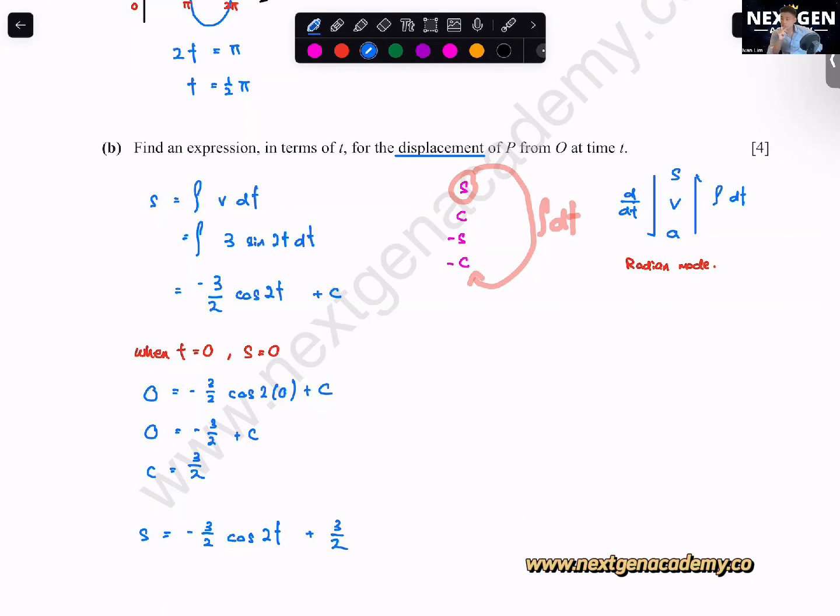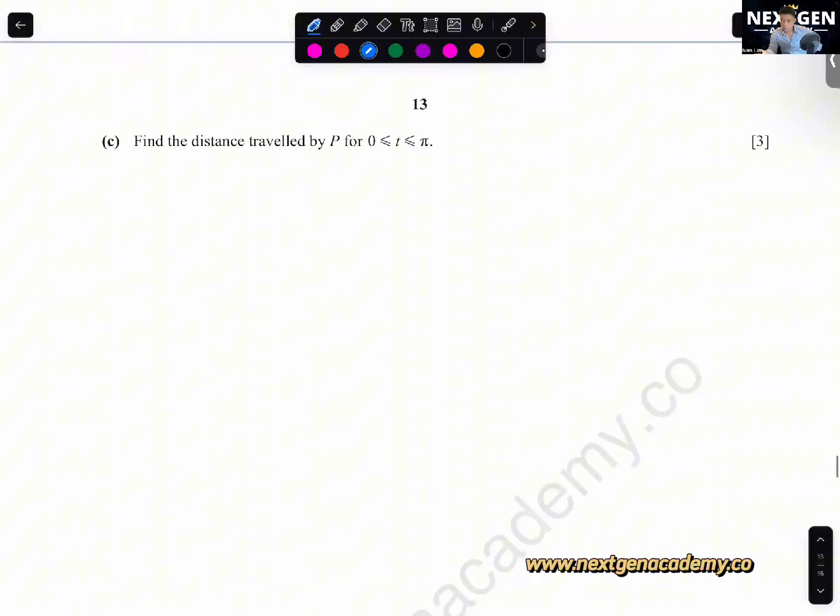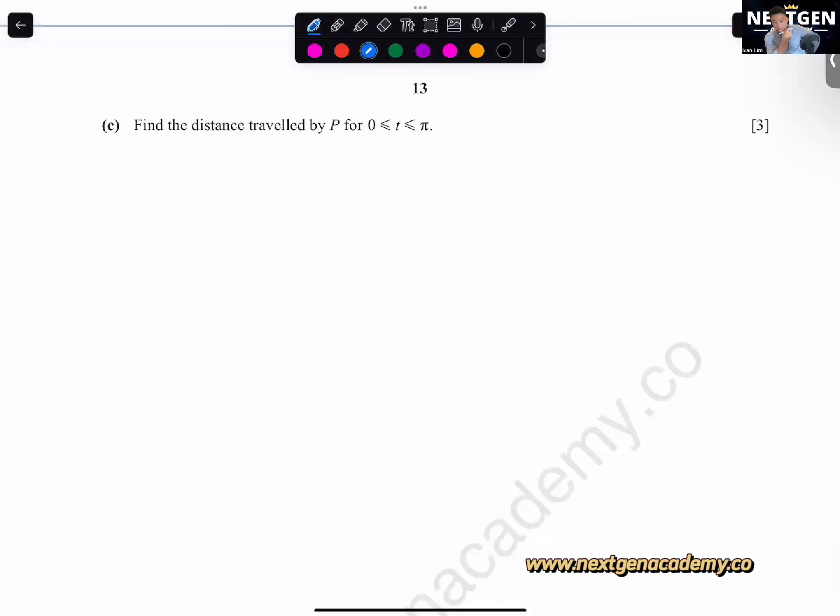All right, question C. Okay, question C, this one will be the tricky one. Why tricky? Look at the question. What are they asking you to find here? Find the distance traveled by p for 0 to pi. Okay. How do we do this question here?